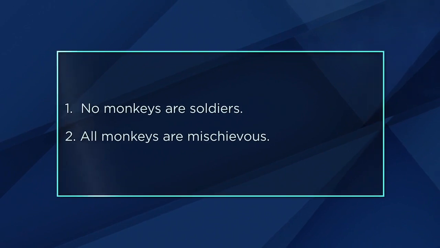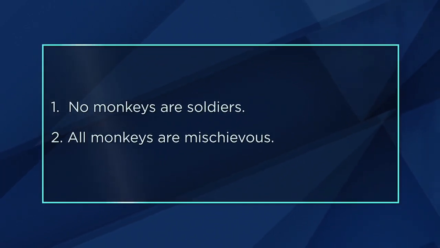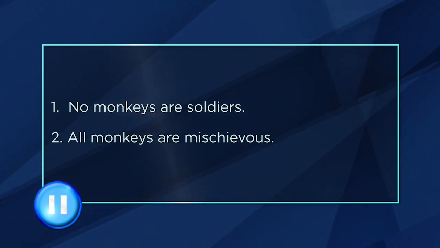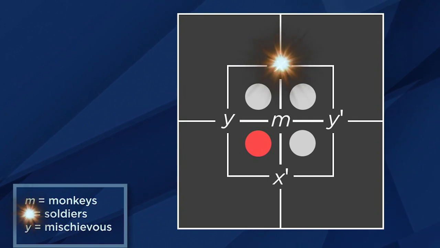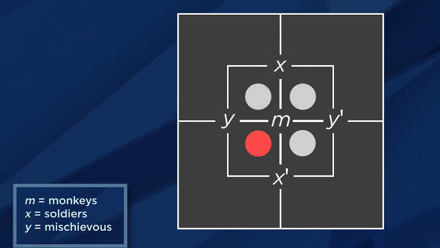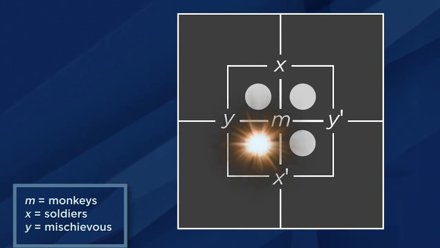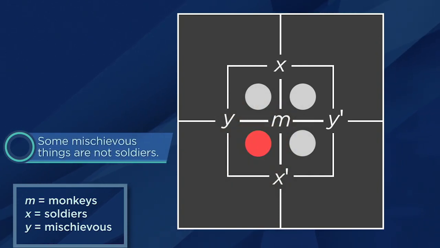Okay, let's try one more. Here are your statements. 1, no monkeys are soldiers. 2, all monkeys are mischievous. Pause the video and see what you come up with. We'll do this one more quickly. The term appearing twice is monkeys, so that is labeled M. We let X represent soldiers and Y represent being something that's mischievous. With those definitions, we can represent our premises like this. This time, the red counter leads to the conclusion that some mischievous things are not soldiers.